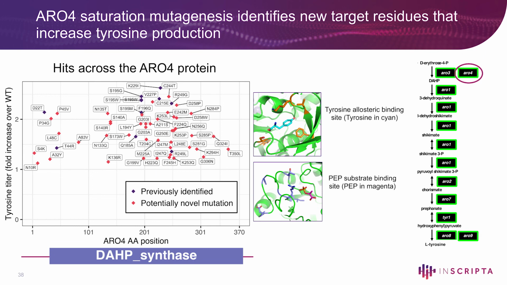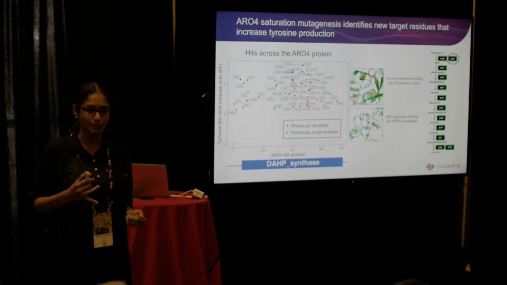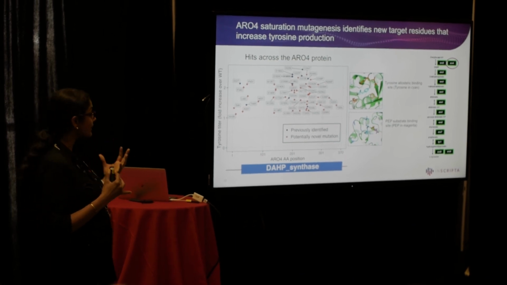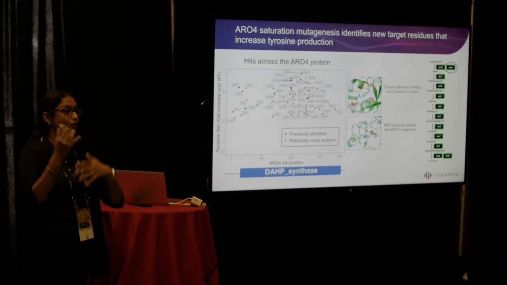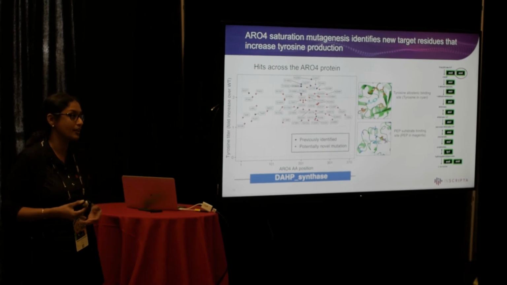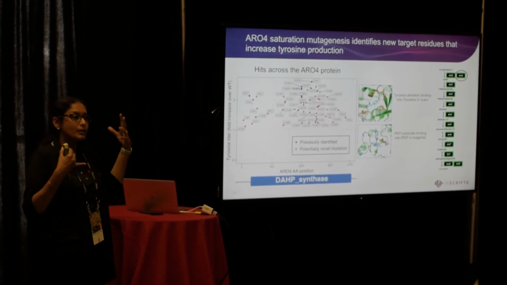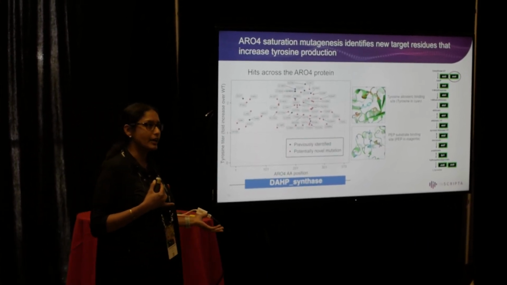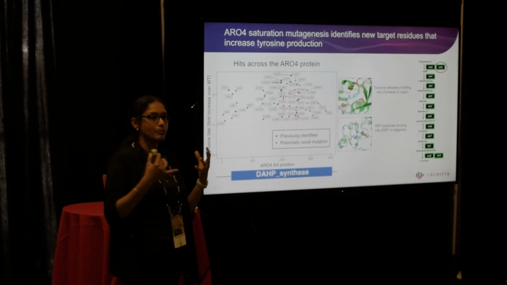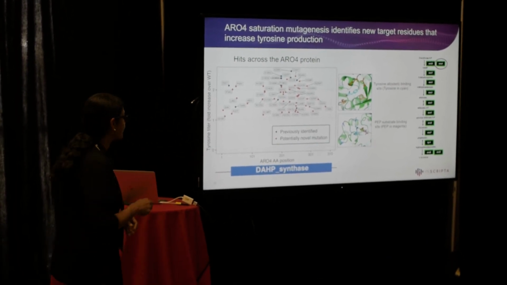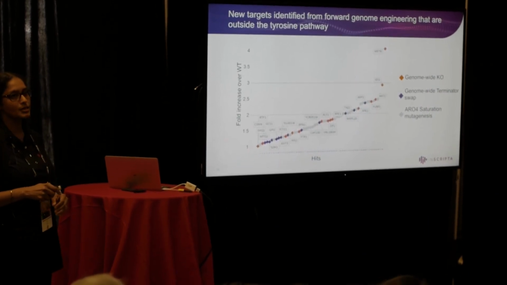So typically when you get to novel mutations in an enzyme, we map it back to the structure. So we mapped it back to the ARO4 structure. Some of these residues fell in tyrosine allosteric binding sites, and some of them were in the substrate binding sites. But interestingly, there were several that were all over the protein structure, and we don't know what they do. So even with a single target here, you're getting to a hypothesis that you can build and completely new knowledge. So what happens when you go across the genome?